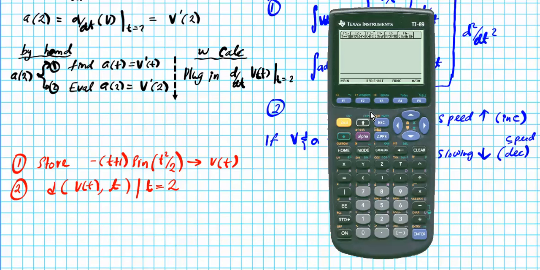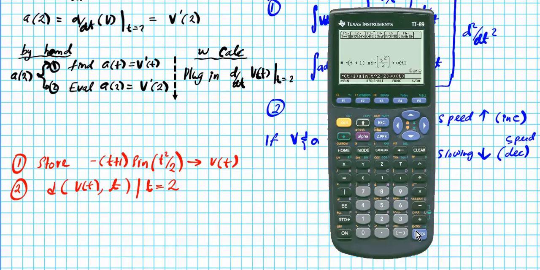So let's first of all enter the function into v of t in the calculator. So negative t plus 1, sine, t squared, over 2. So we're going to store that in v of t. Store that in v of t.